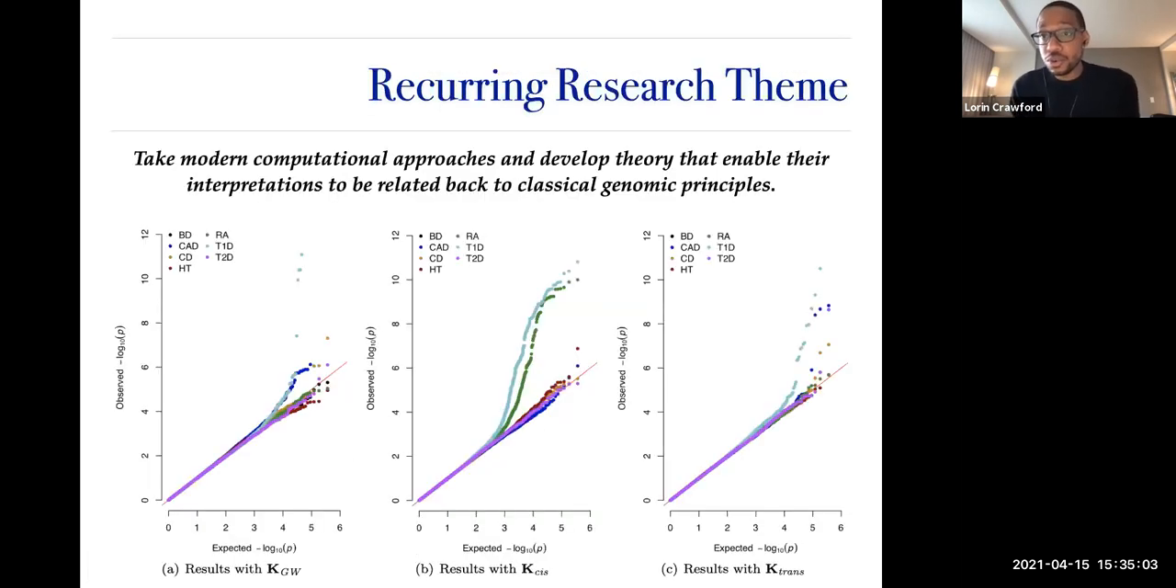For those who may be unaware of what I do, a recurring theme in my research program is to take modern computational approaches and develop theory that enables their interpretations to be related back to principles. Like many people in this department, I don't just think about biology as a tool, where we use really fancy hammers. I really think about building specific hammers for these given nails, right?